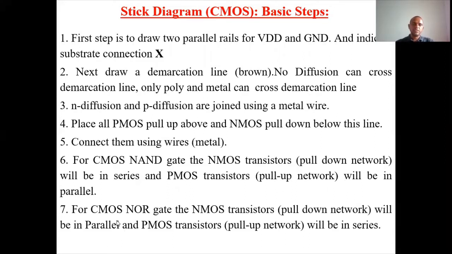Next, for the CMOS NOR gate, it will be exactly opposite. If you consider the CMOS NAND gate, the pull down network is in series and the pull up network is in parallel. The exact opposite takes place for the NOR gate. In the CMOS NOR gate, the NMOS transistor pull down network will be in parallel, and the PMOS transistors will be in series. So the exact opposite takes place for the CMOS NAND gate and NOR gate.